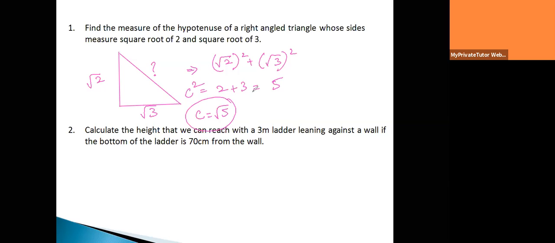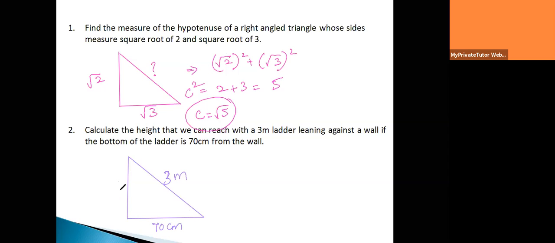I mean, it's a word problem, as you see that. So please try to draw a diagram if possible and try. Calculate the height that we can reach with a 3-meter ladder. So the wall is given. This is a wall, the bottom, and this one. Height. We need to calculate height. The ladder length is given, which is 3 meters. And the base length is given, the bottom one, which is 70 centimeters.